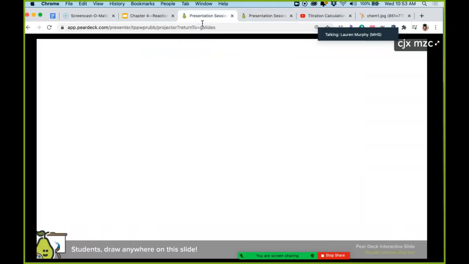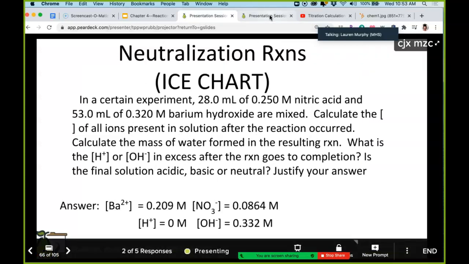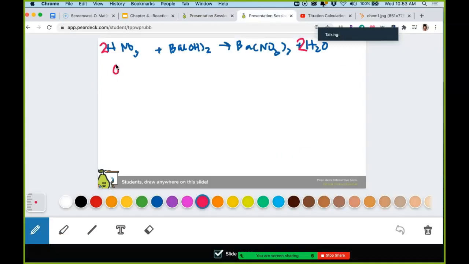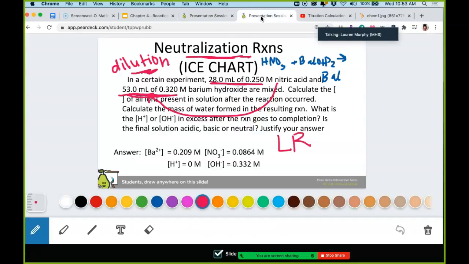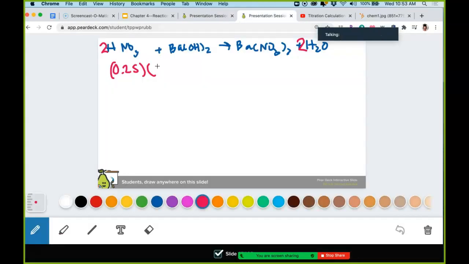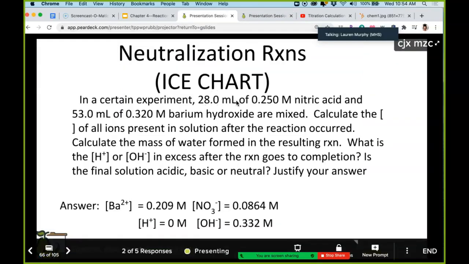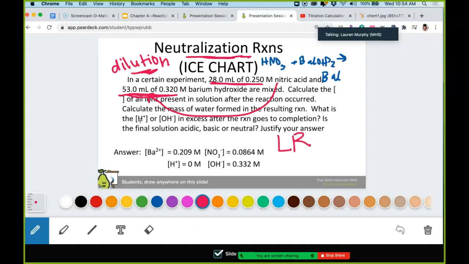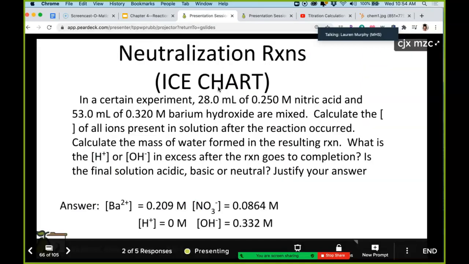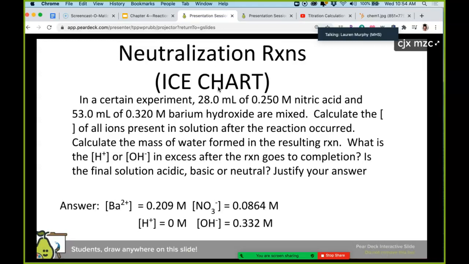So I'm going to do it for the nitric acid, and then I'm going to do it for the barium hydroxide. So 0.25 times, what was it, 28 milliliters? Equals a new molarity, dilution. We're not reacting them yet. They're just being diluted. Now the new volume is 81 milliliters. Well, where did I get that from? Well, if you take 28 milliliters of stuff and you mix it with 53 milliliters of stuff, when you add those two numbers together, you get 81 milliliters of stuff. This is before they even react. So you do that calculation.